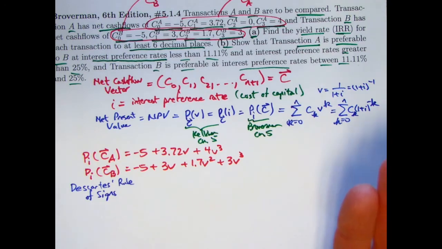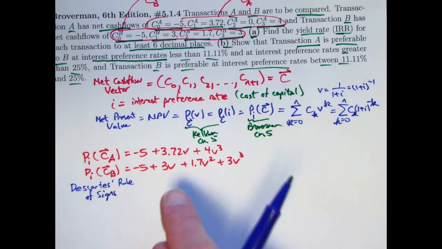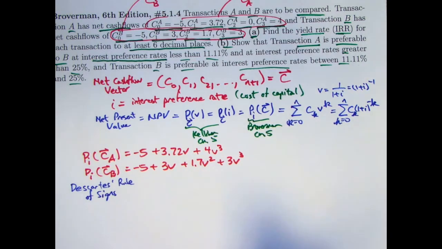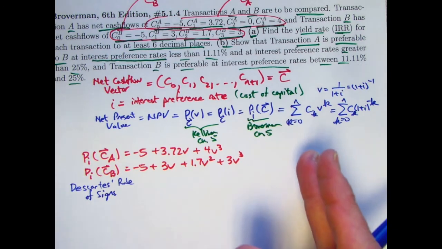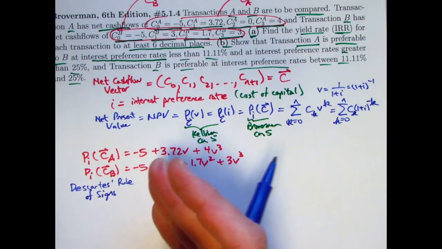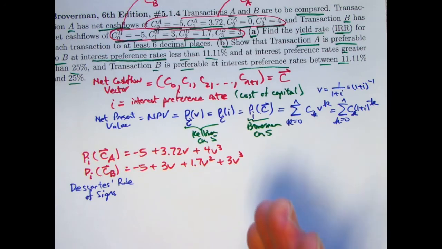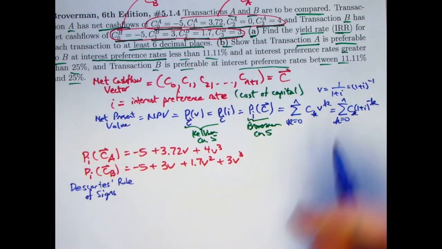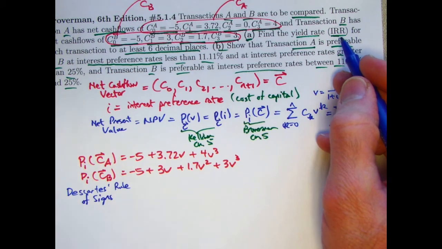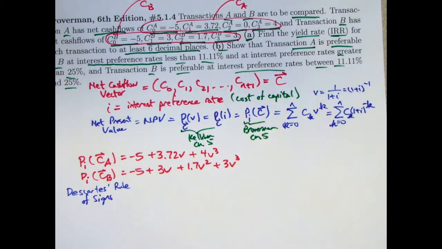And for V, it's only financially meaningful if it's positive. I meant to say only one positive real root. There's guaranteed to be only one positive real root. And again, for V, the discount factor, it's only financially meaningful if it's positive. So that's good. We only have one change in sign. We are guaranteed a unique positive real root for V. And that's going to correspond to a unique IRR for I. Okay?